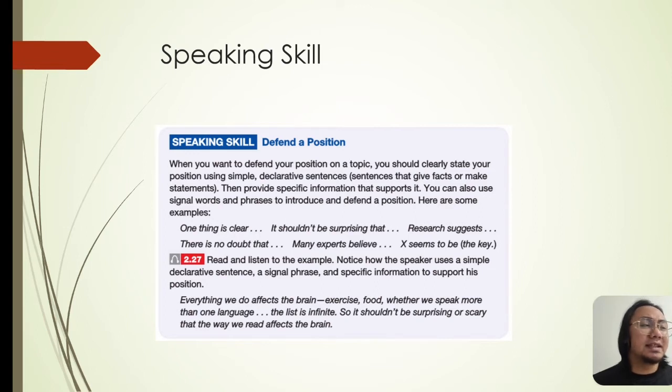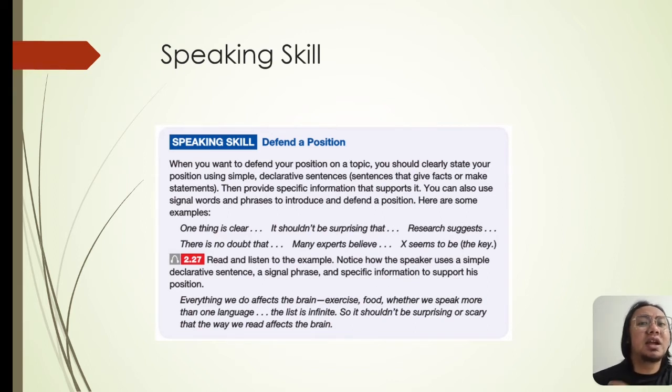Next, we are talking about speaking skill, and this one is to defend a position. The book told you that when you want to defend your position on a topic, you should clearly state your position using simple declarative sentences that give facts or make statements. This is where you're going to state your stand. Then provide specific information that supports it. You can also use signal words and phrases to introduce and defend a position.